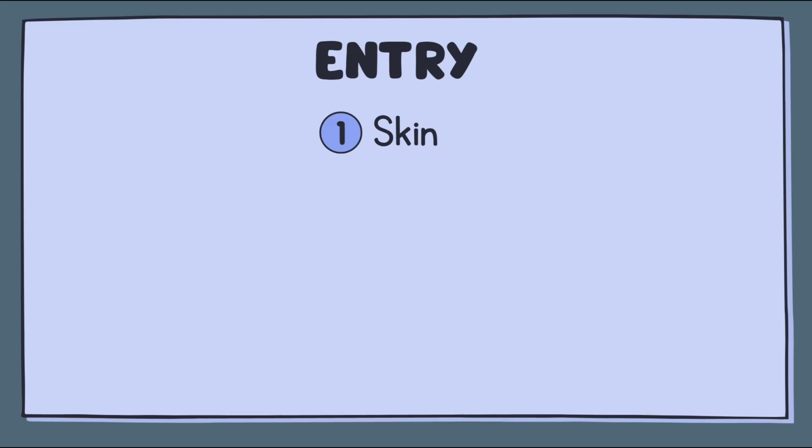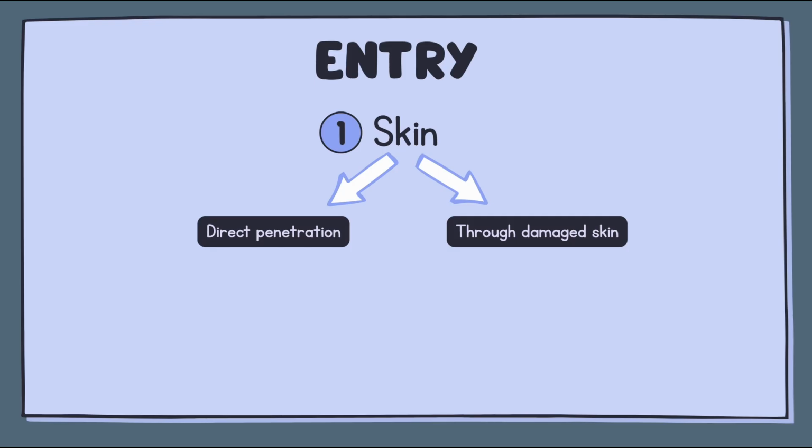The skin is actually one of the strongest protective barriers in the human body, and under normal circumstances, the skin blocks microorganisms completely and prevents them from entering deeper tissues. However, pathogens can still enter the body through the skin in two main ways, either through direct penetration or through damaged skin.